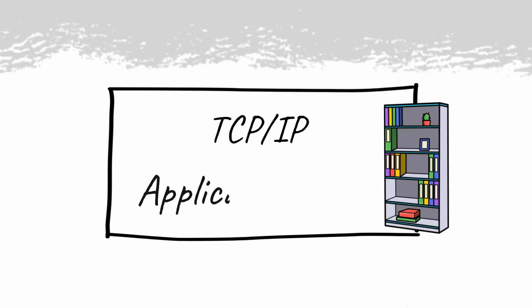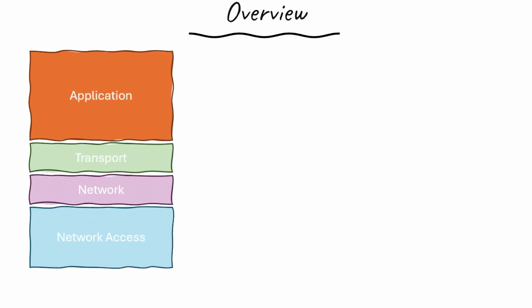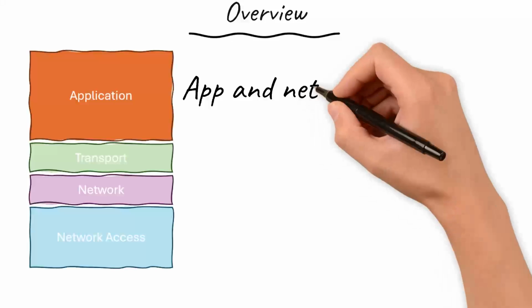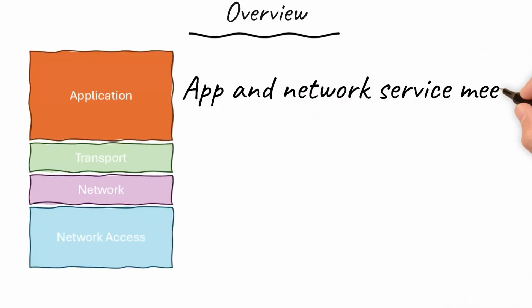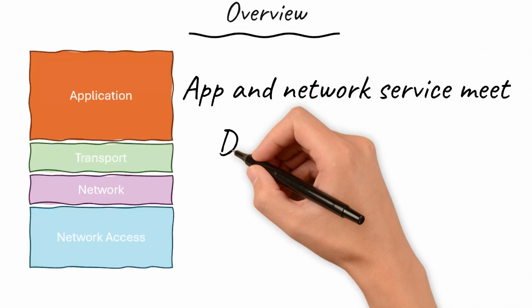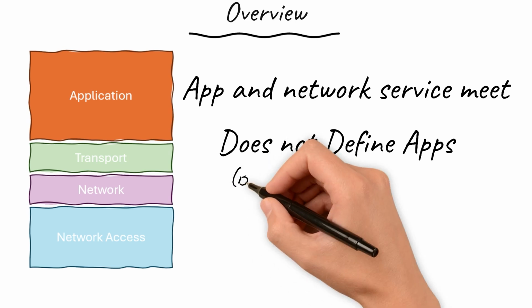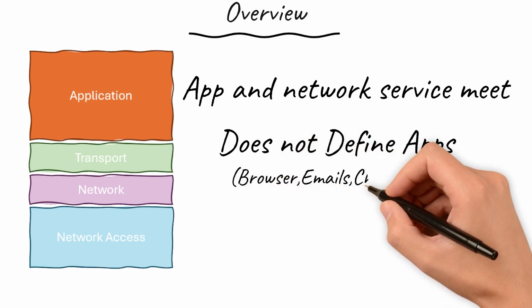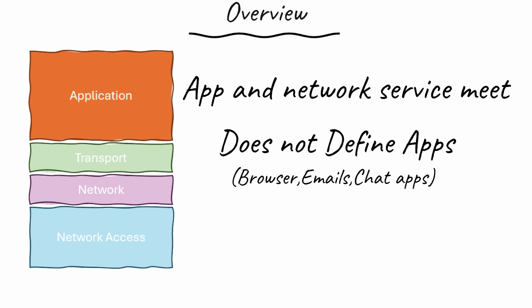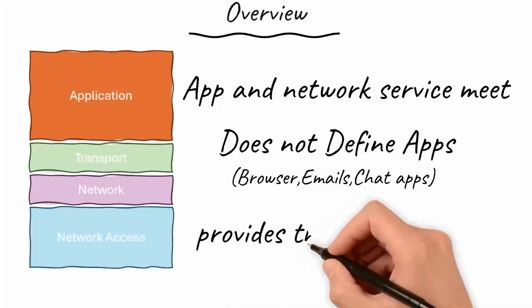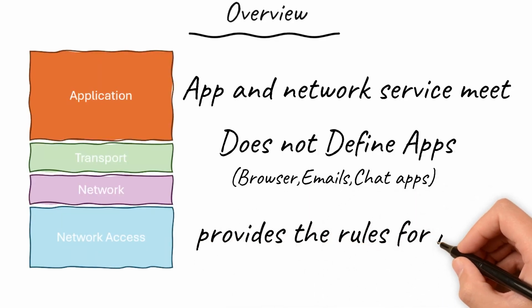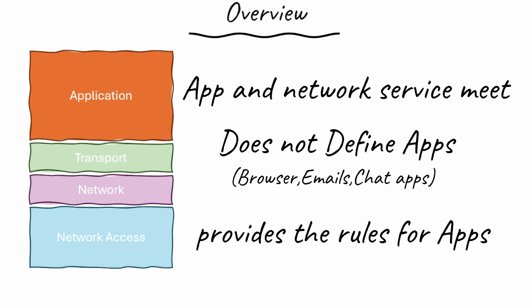TCP/IP model, application layer. The application layer is the topmost layer of the TCP/IP model. It's where apps and network services meet. But here's something important. The application layer does not include the actual applications like web browsers, email clients, or chat apps. Instead, it provides the rules and services that these apps need to communicate over the internet.